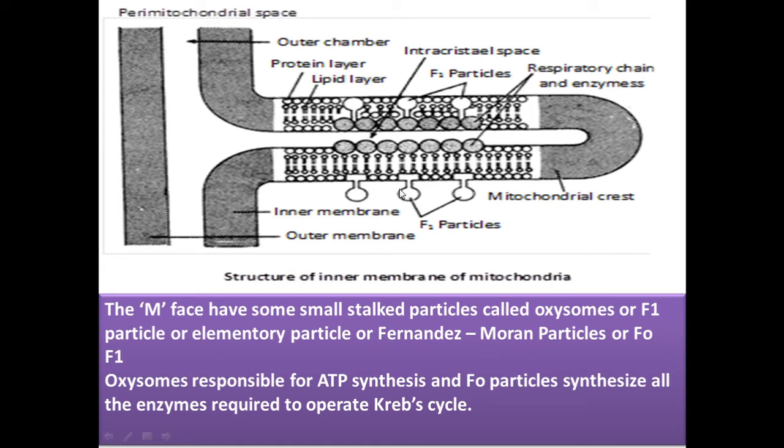So these FO portions have enzymes of Krebs cycle. Got it? So these are present in the M phase of the inner membrane, help in ATP synthesis and have the enzymes of Krebs cycle.